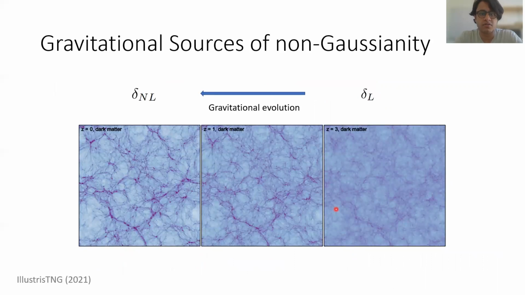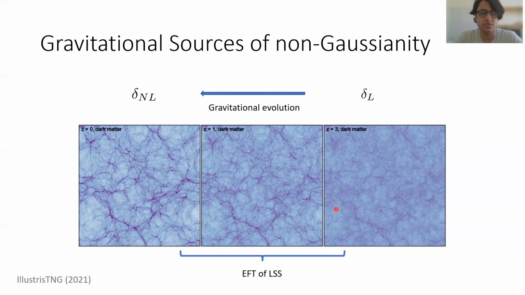So what sorts of non-Gaussianities are we dealing with? So in this work, we'll be dealing only with gravitational sources of non-Gaussianities. So what that means is the initial linear density modes, which are Gaussian, due to gravitational evolution, develop into non-linear density modes, which are highly non-Gaussian, which you can see in this illustration from simulation below.